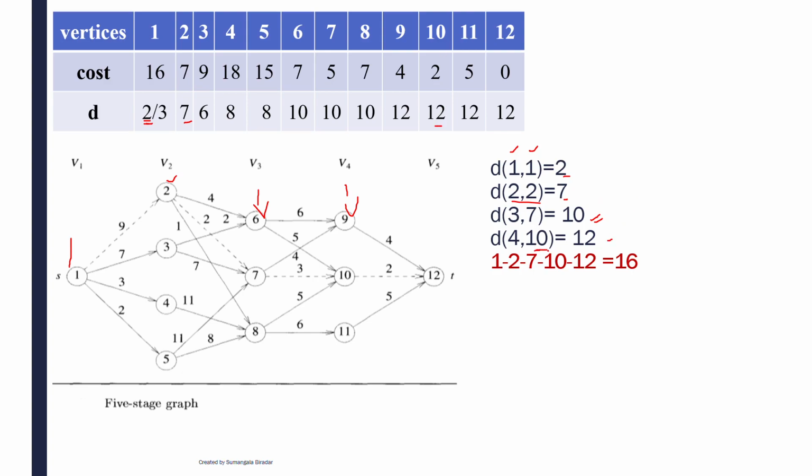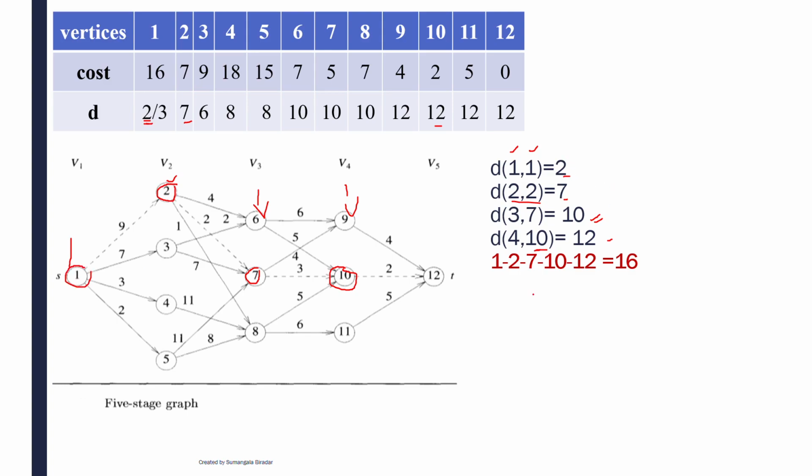In the fourth stage for the 10 it is 12. In the third stage, among 6, 7, 8, if you consider this vertex, then you got the minimum. In the fourth stage, if you consider this vertex, then you got the minimum. In the second stage, if you consider this, then you got the minimum. And in the first stage, this is your source here.